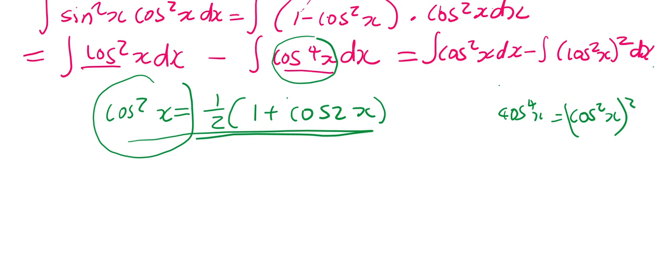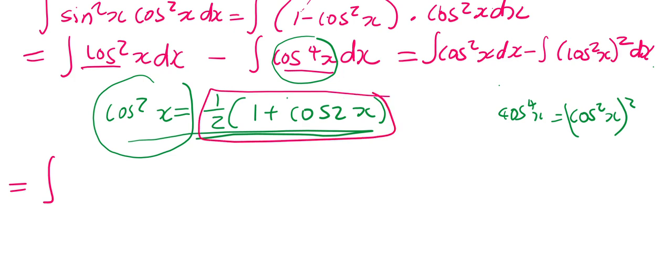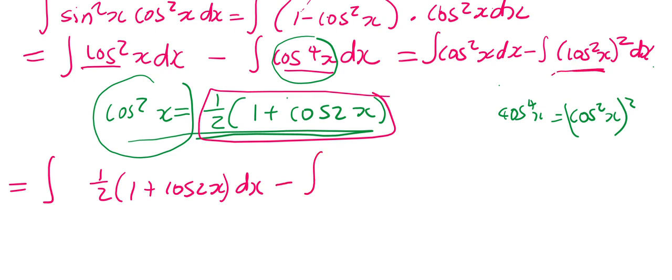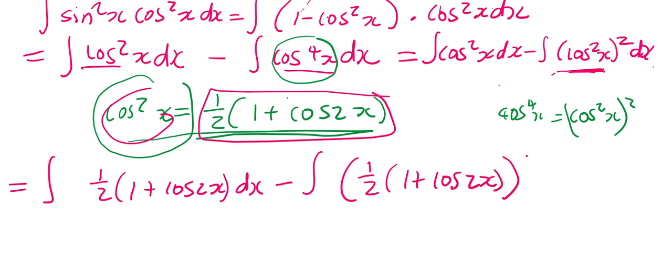Let's replace with the identity. So this is equals to the integral, replacing with this particular identity, 1 over 2, open brackets, 1 plus cos 2x dx. Minus, now replacing here, the integral. Remember that the cos squared is inside the bracket, so you need to put brackets. Substituting this cos squared, it should be 1 over 2, 1 plus cos 2x all squared dx.